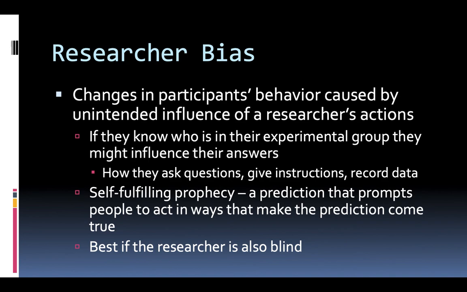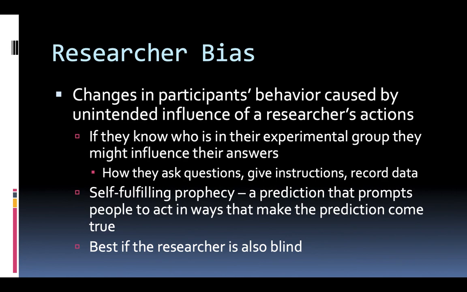This is essentially what happens with superstitions. We predict that if we wear our lucky socks for a test, that we're going to do better, and that increases our confidence, and then we do better on the test, and we're like, oh man, our lucky socks worked. So that self-fulfilling prophecy plays a huge role in how well we do. So it's best if the researcher is blind to which participant is in which part of the experiment.